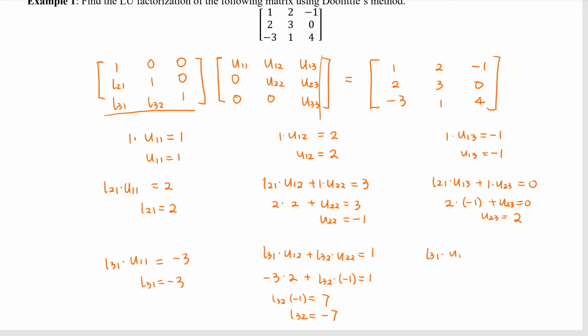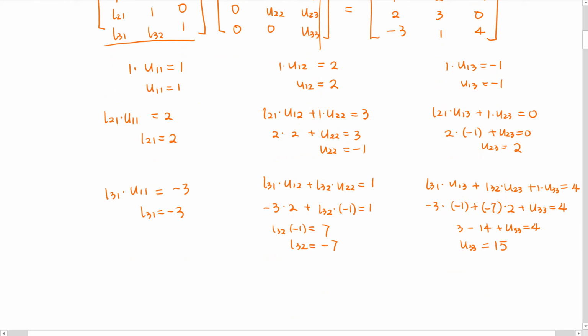Okay. Last one, we have last row times the last column. L31 times U13 plus L32 times U23 plus 1 times U33 equals 4. L31 is minus 3, U13 is minus 1, L32 is minus 7, U23 is 2, and U33 is our unknown. So we get 3 minus 14 plus U33 is 4. 3 minus 14 is negative 11. Move to the other side, it becomes 4 plus 11, which is 15. So far, so good, everybody?